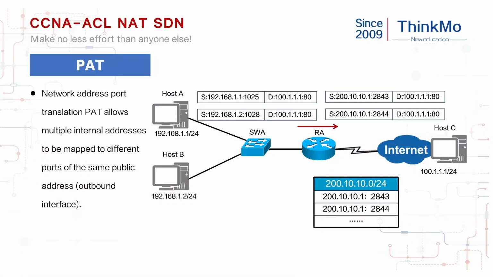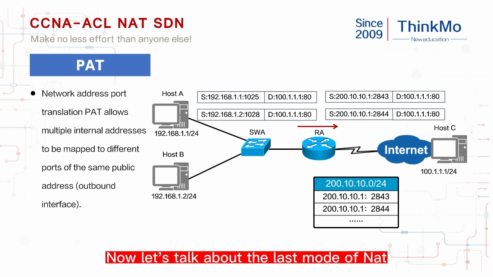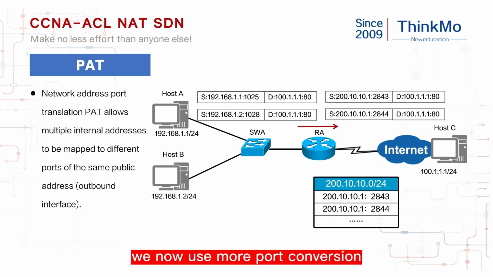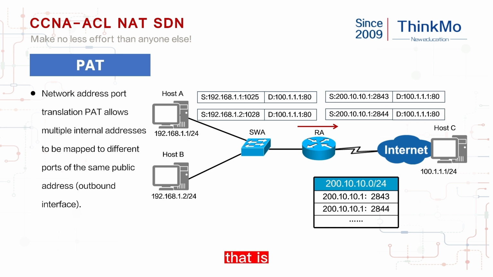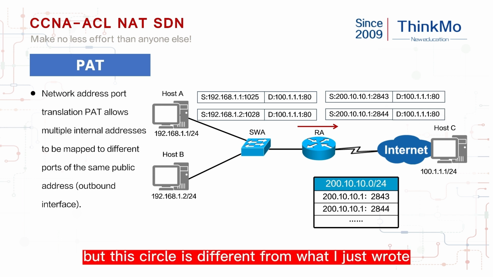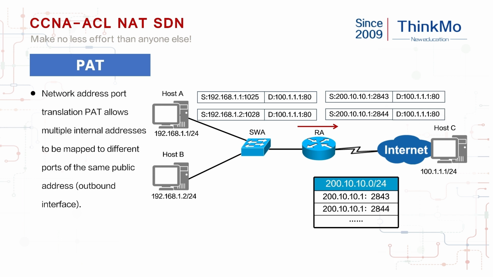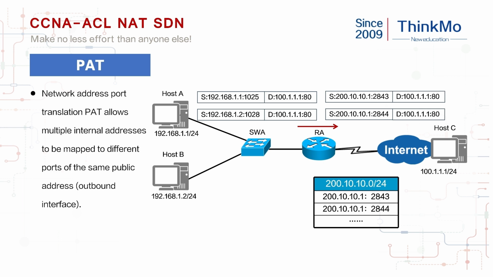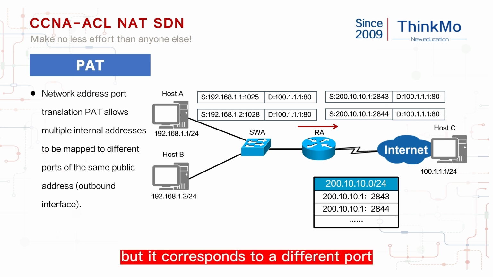We open it. Now let's talk about the last mode of NAT. The last one is the one we use most now, called PAT. P means port. We now use more port conversion, that is, port and address translation. There is still a circle, but this circle is different from what I just wrote. There is only one address in this circle, 200.10.10.1. But it corresponds to a different port.